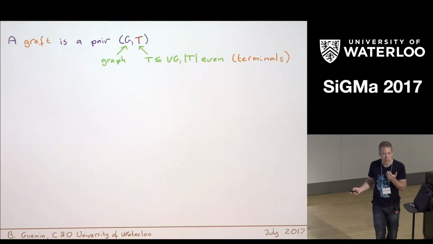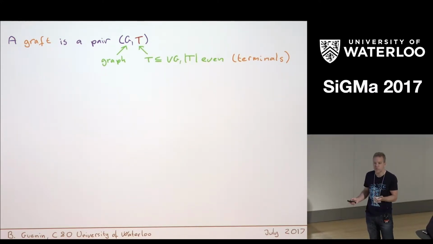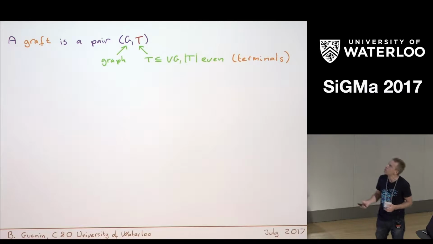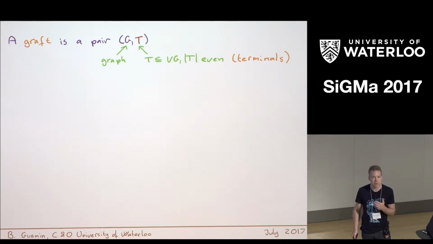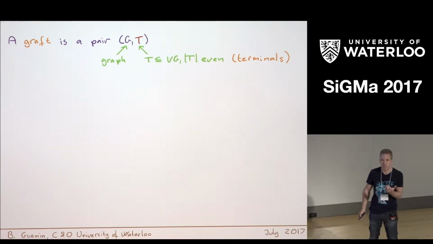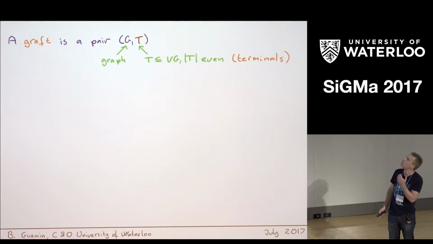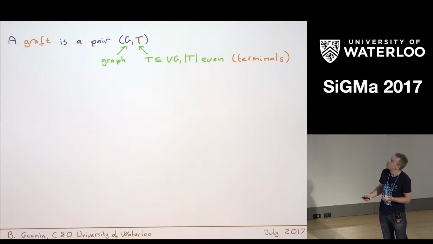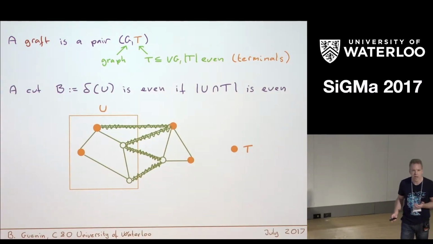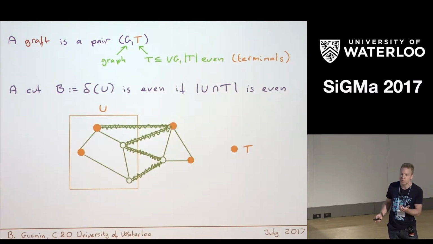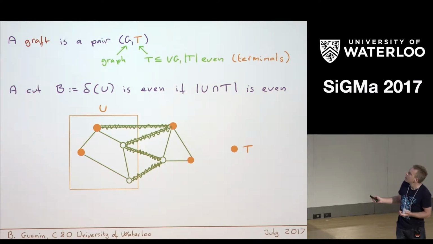All right, so now I want to tell you what even cut matroids are. So let me remind you what a graph is. A graph is going to be a pair: you have a graph, and you have a subset of the vertices. I want that subset to have even cardinality, and I'm going to call those vertices terminals. And now in a graph, I'm going to say that a cut is even if it has an even number of terminals on both sides. So orange are my terminals, and here I have an example of an even cut, the wiggly edges there.